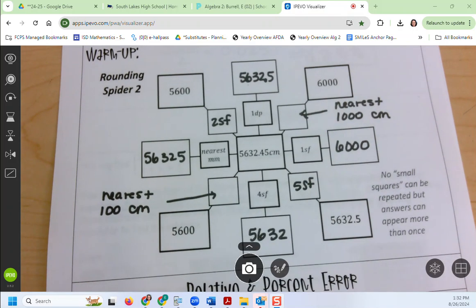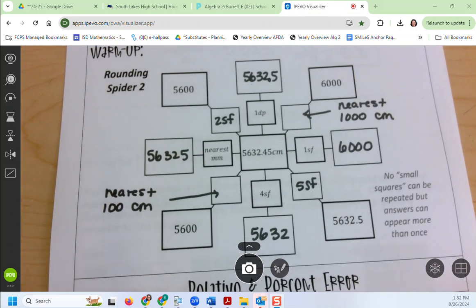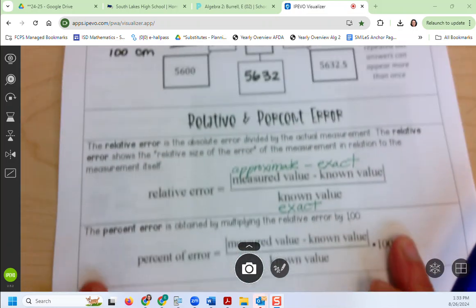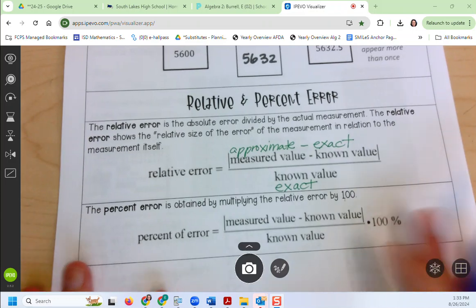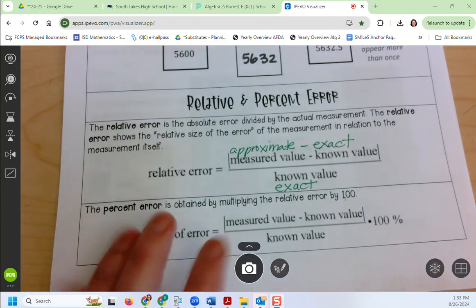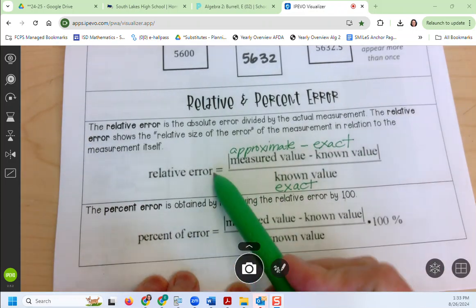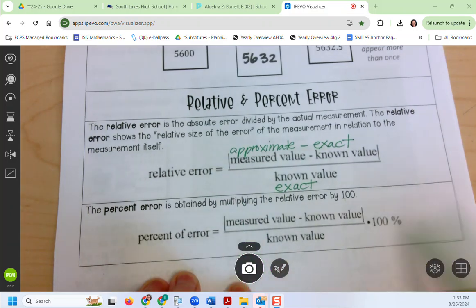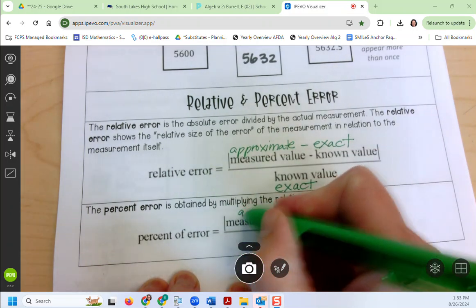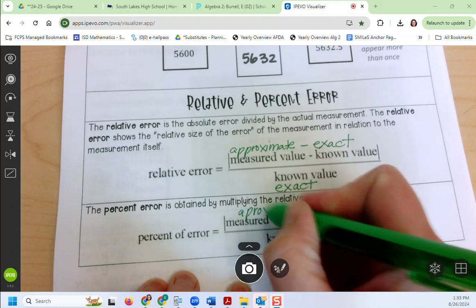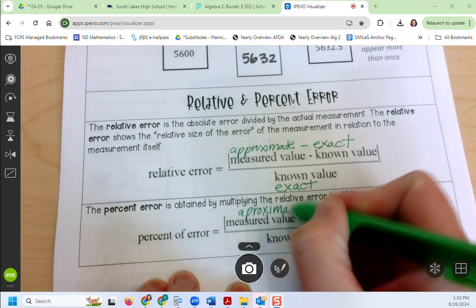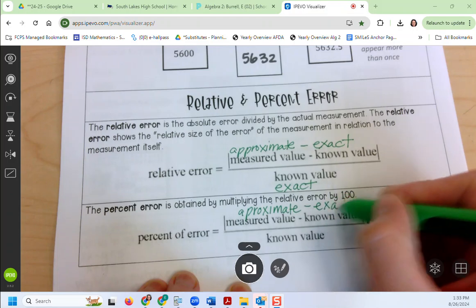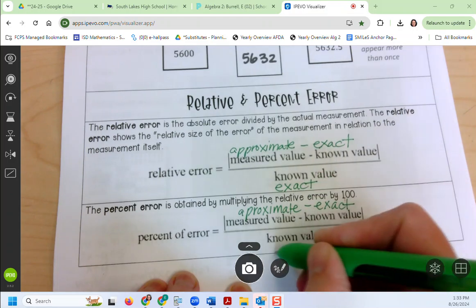All right, we need to learn about 2 things called relative error and percent error, and the wording down here is actually not the best wording. This wording is the best wording, and it's the same for both. You see how the relative error is the same as the percent error. You just multiply the percent error times 100%. So I'm just going to repeat this. It's approximate minus the exact divided by the known value.